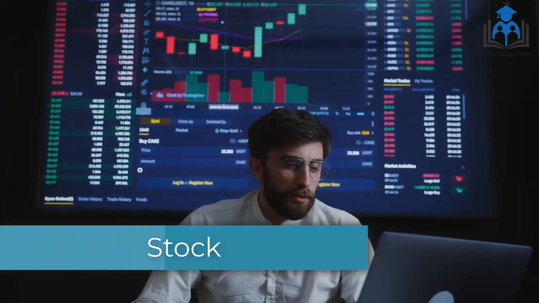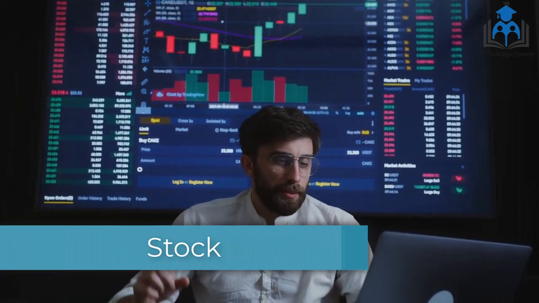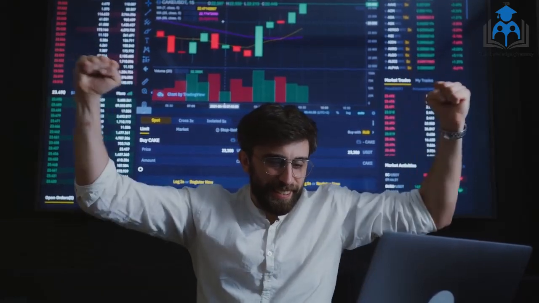Stock. Stock is a share of ownership in a company. It's important because it allows people to invest in companies and potentially make a profit.